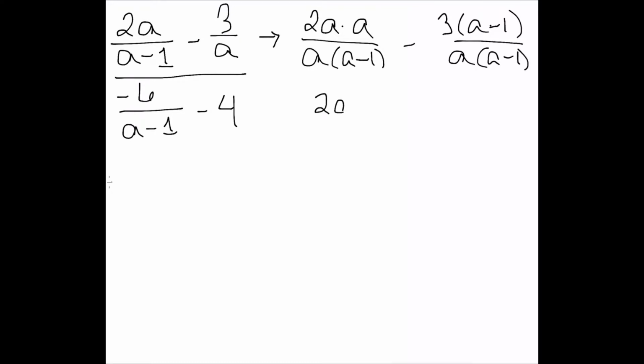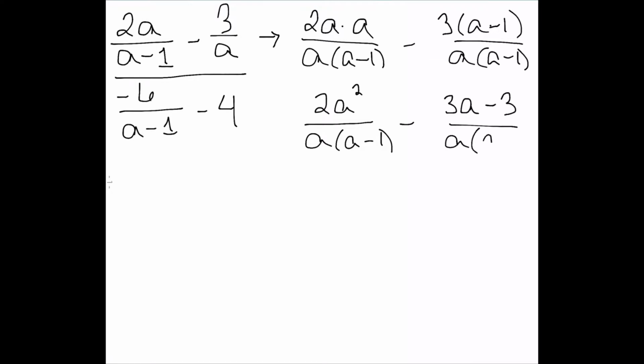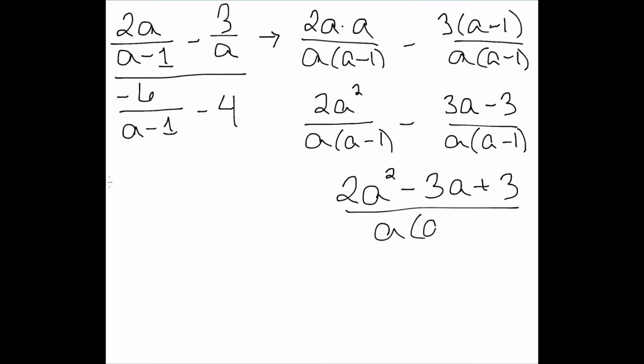That then becomes 2a squared over a minus 1 minus 3a minus 3 over a minus 1. Since I need to subtract, I then have 2a squared minus 3a minus negative 3, or plus 3, over a minus 1. So I've kind of simplified the top, and now I need to look at the bottom.